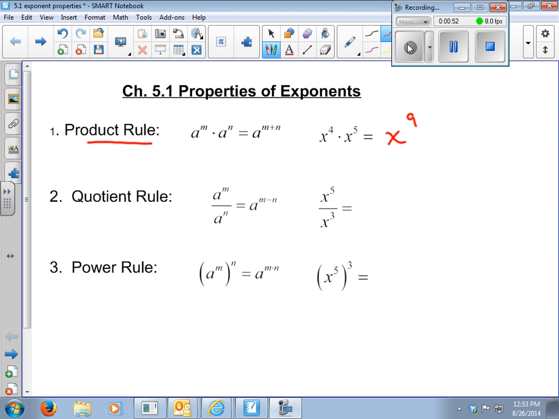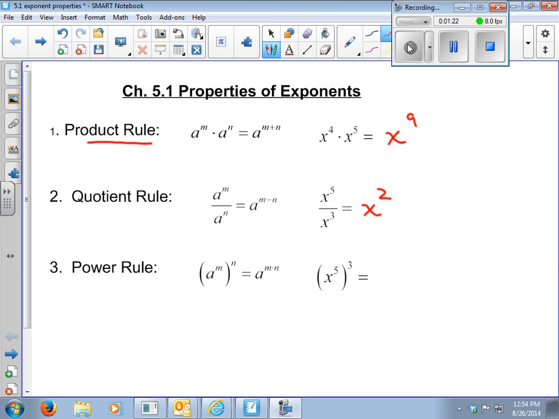x to the ninth. The quotient rule is when you're looking at something that would be a fraction. A to the m over a to the n equals a, just write your a down one time, and then this time you subtract your powers, m minus n. And when you're subtracting these, subtract from the top down. So as you look at this first example, x to the fifth over x to the third, write your x down one time, and then 5 minus 3 would be x to the second.